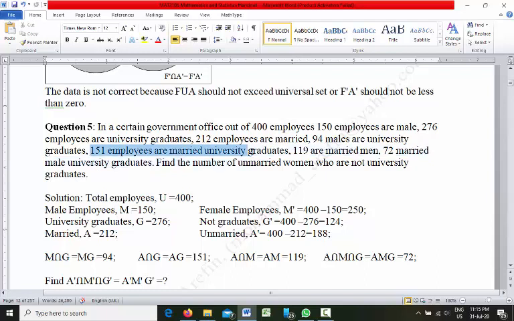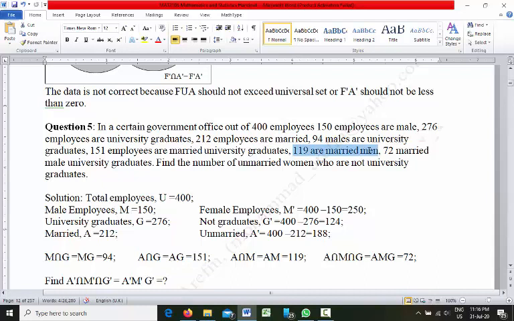151 employees are married university graduates. That means they are married, and married means A. So 151 employees are married, and at the same time they are also graduates. University graduate means G. So AG, or A intersection G, is 151.